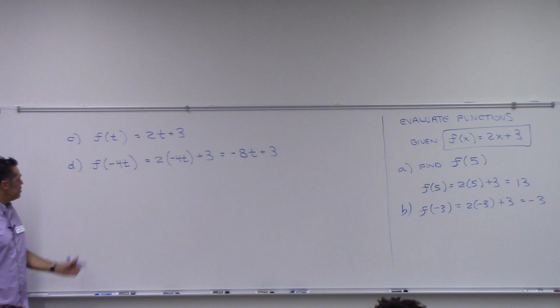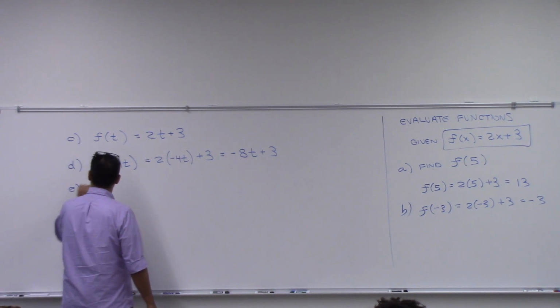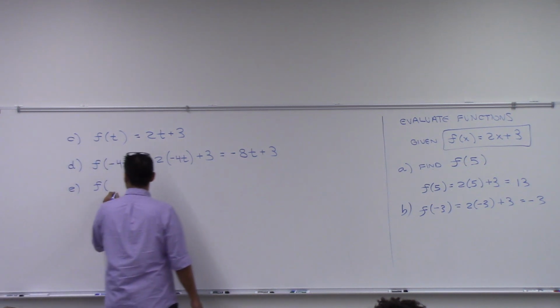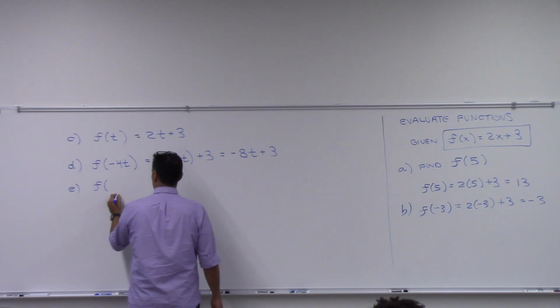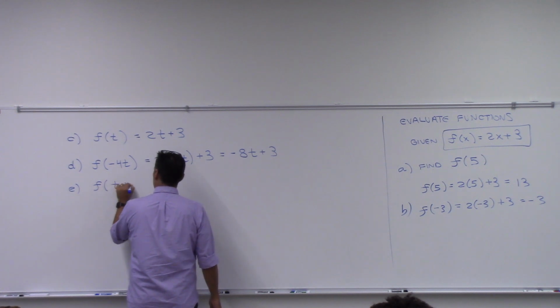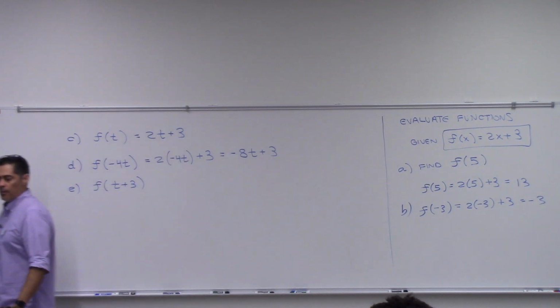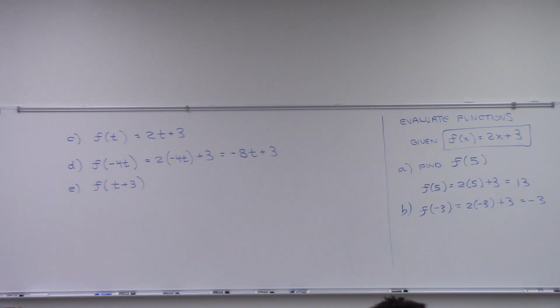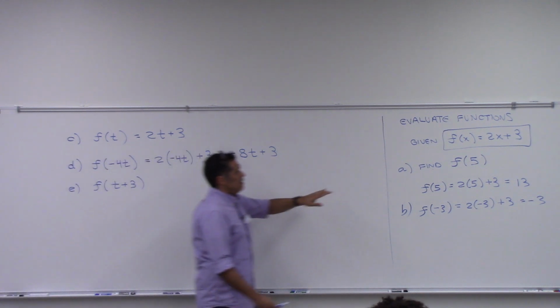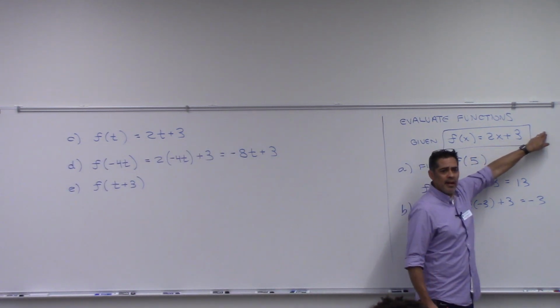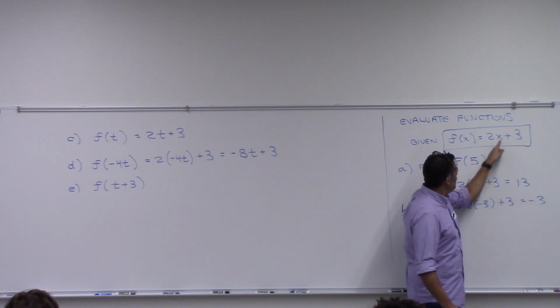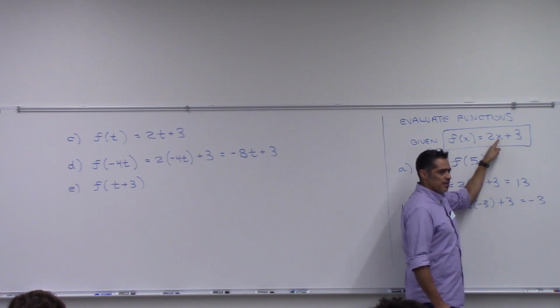Okay, here we go. This is where things start to get weird. Okay, f of, how about, let's go t plus 3. What am I asking you to do here? What is this telling you to do? Replace x with t plus 3. Is this telling you to just put a t here and add a 3 on the outside? No. It's saying replace that x with t plus 3.